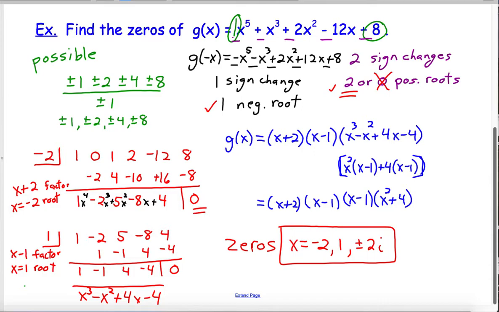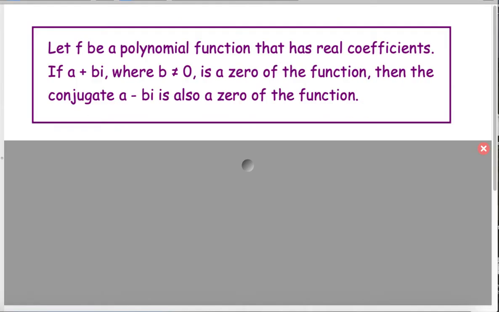If you look at the graph of this function on your calculator, you'll see that at x equals 1, the graph comes down and bounces off the x-axis at 1. So when the multiplicity is even, that means that your graph is bouncing off the x-axis at that point. All right, let's look at another theorem.